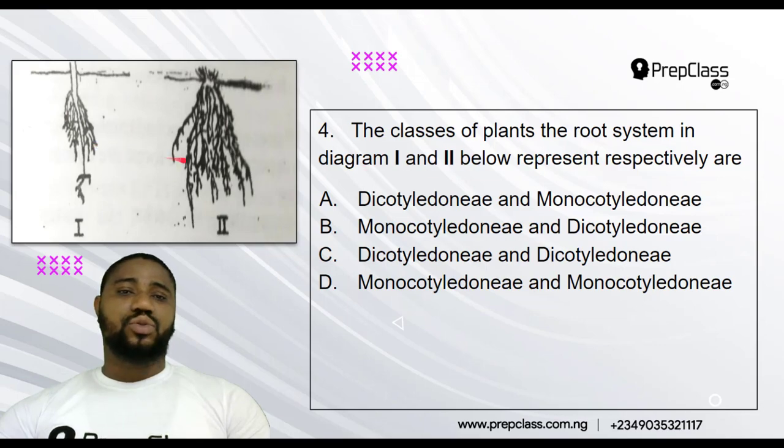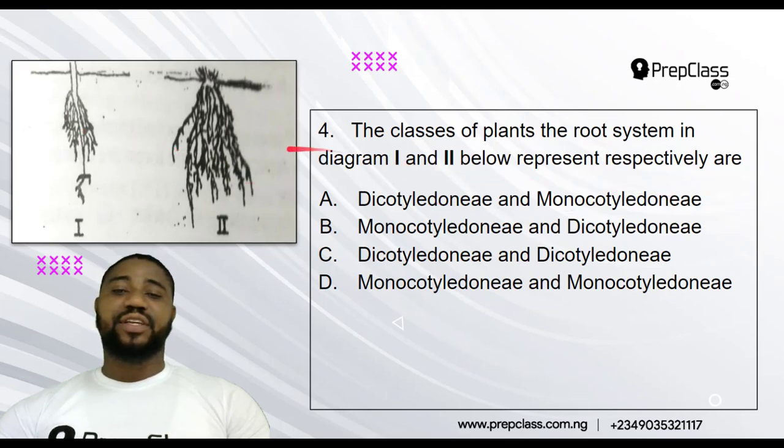let's look at 1 and 2. If you look at diagrams 1 and 2, you can see that this one extends here as if it is branching. But this one doesn't have such. This type that tends to branch is called a taproot system and is found in dicotyledonous plants. This one that looks bushy is called a fibrous root system and is found in monocotyledonous plants. That's one of the gross differences between a dicot and a monocot.